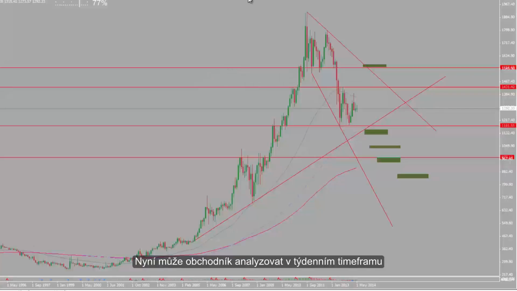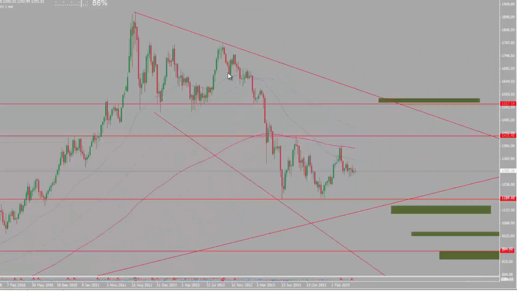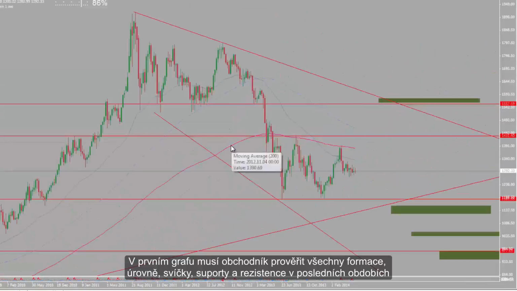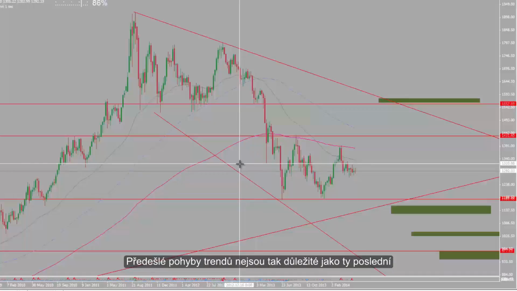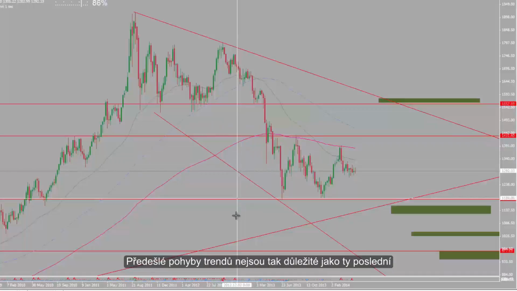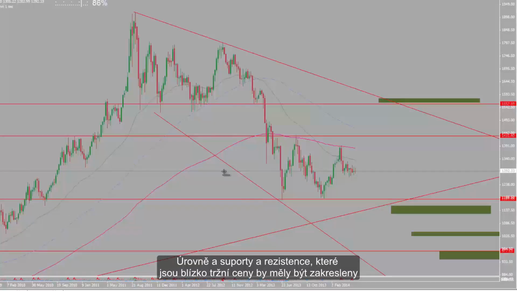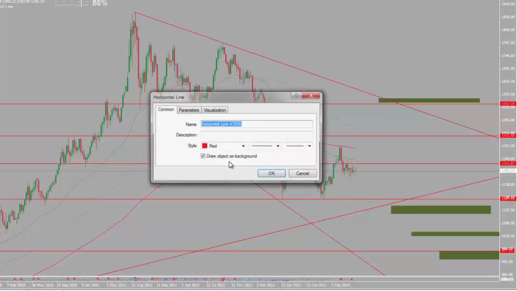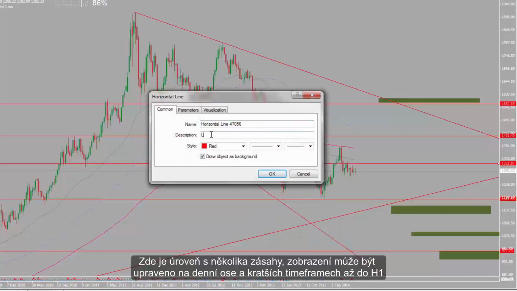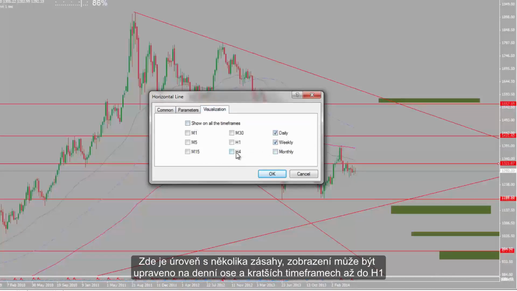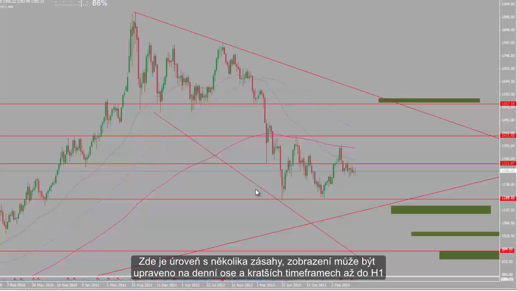Now, a trader can analyze in a weekly time frame. On the first chart, a trader can consider all possible patterns, levels, candles, and support and resistance lines in the latest time frames. Previous trends and movements are not as important as the latest trends. Levels and support and resistance lines that are close to the market price should be drawn. There is a level with several hits, the visualization of which can be modified by a trader to daily and shorter time frames until H1.